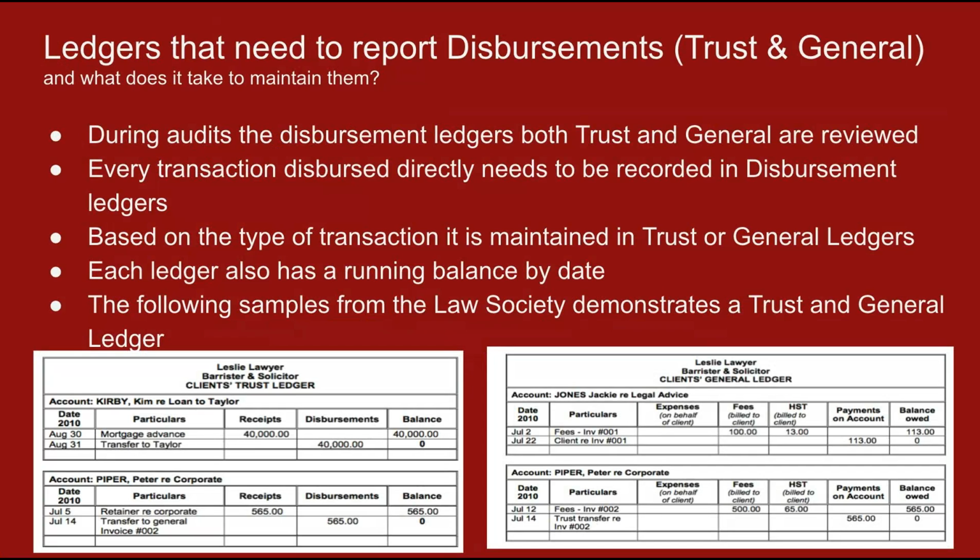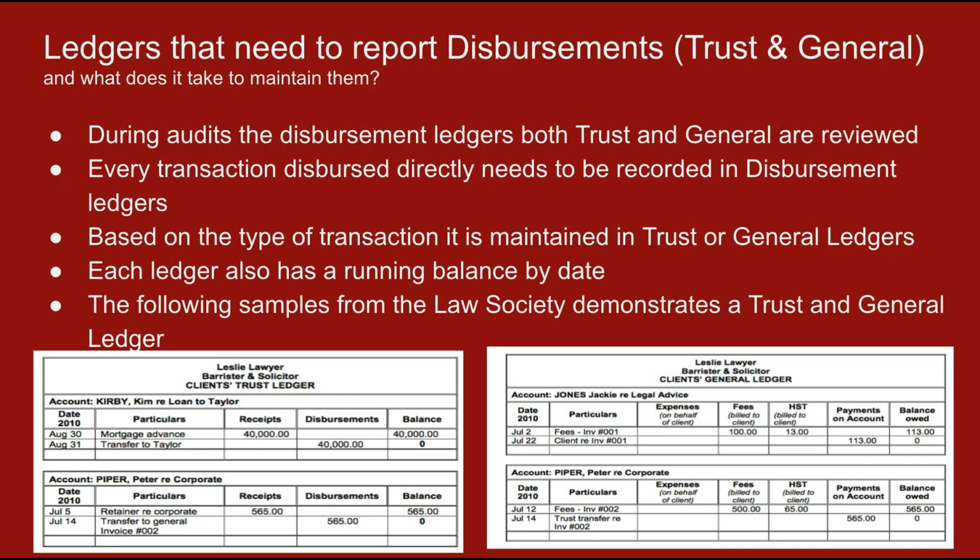Now, what are the most important ledgers that you need to report for disbursements as per Law Society requirements, and how do you maintain them? During audits, the disbursement ledgers, both trust and general, are reviewed. They are available under the compliance tab, which is under accounts, where you get to see them, and of course your client gets to see. You can also share the client's trust and general ledger with your client, as well as with the auditor when needed.